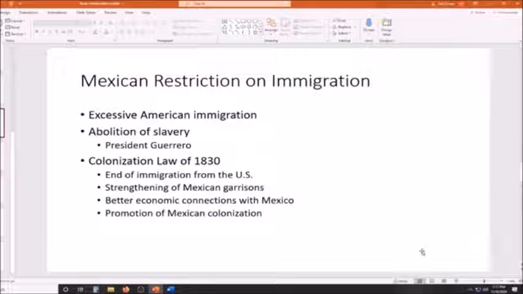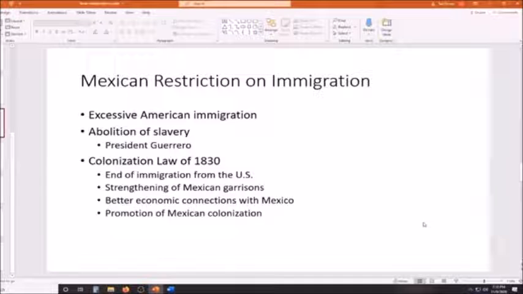Eventually, in 1830, you would see a law being passed that would end immigration coming from the United States, and this is the Colonization Law of 1830. Okay, so not only does the colonization law stop immigration, so no more Anglo-American immigrants could come into Texas, but also the colonization law meant to strengthen the Mexican garrisons that were there in Texas. What is a Mexican garrison? We're talking about military outposts. Okay, they needed to be strengthened because now that there's this large Anglo-American presence there in Texas, if there was an uprising, the Mexican military has to be prepared for that. So the colonization law of 1830 is supposed to strengthen those Mexican military outposts, those garrisons.